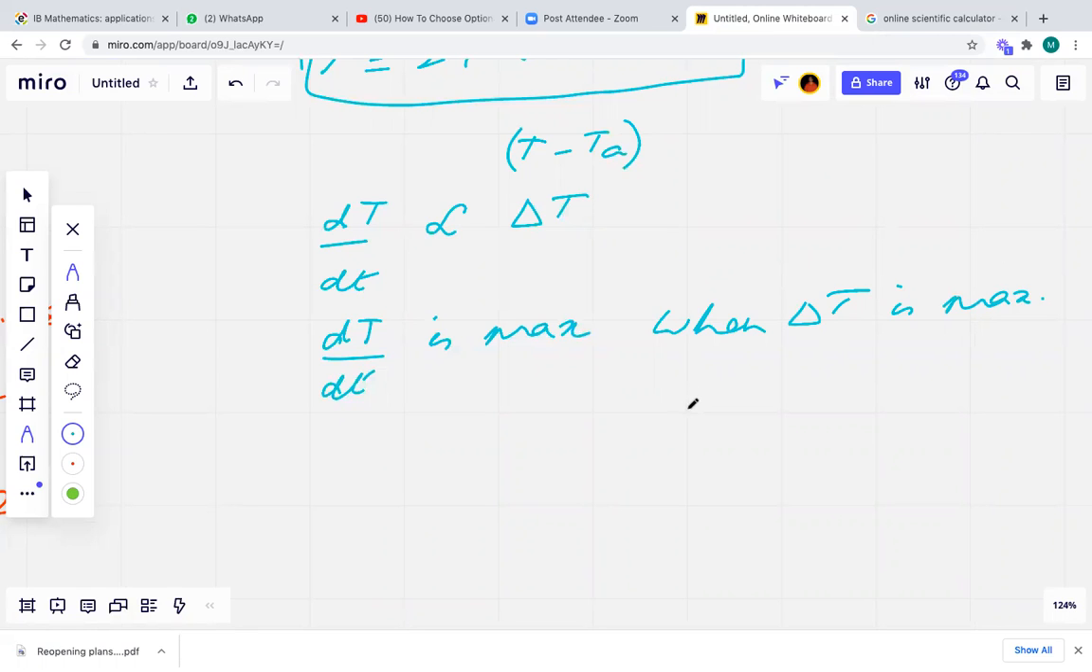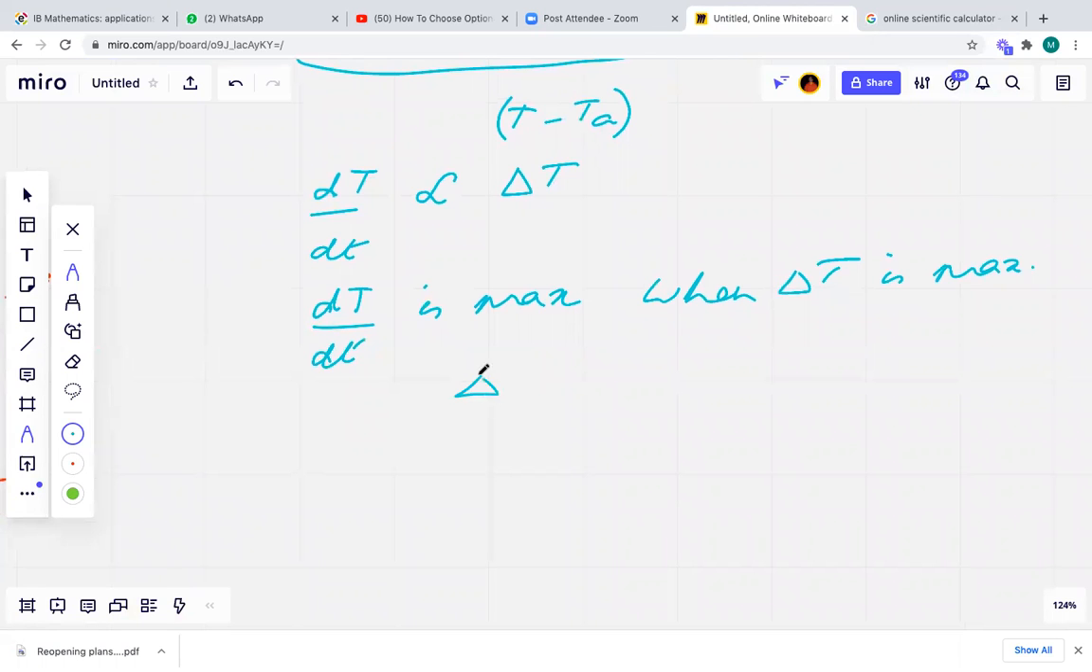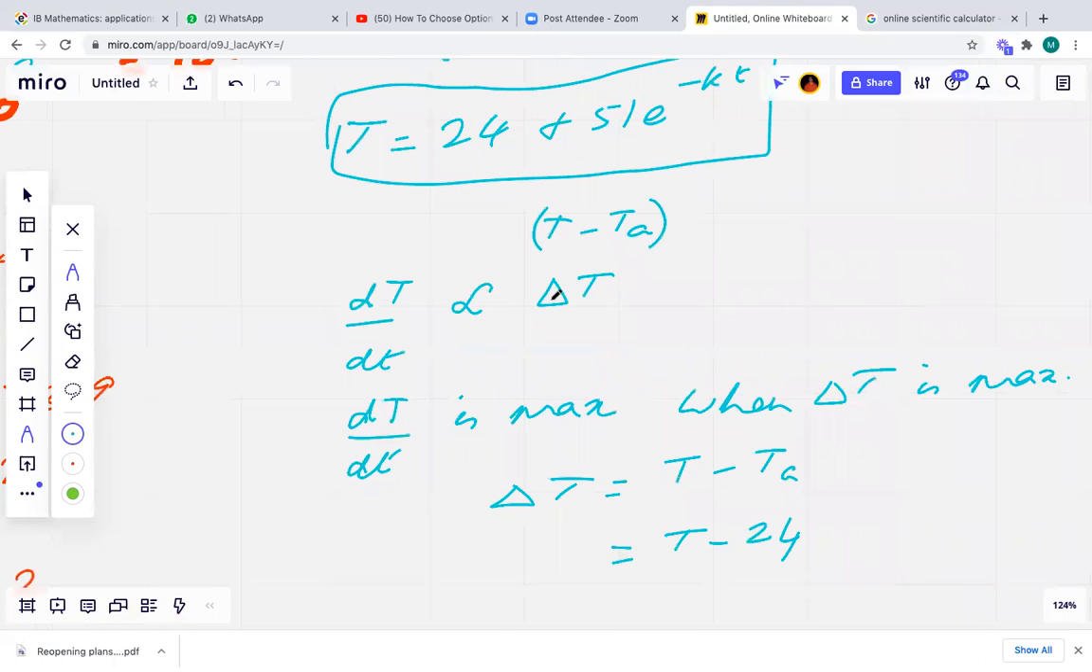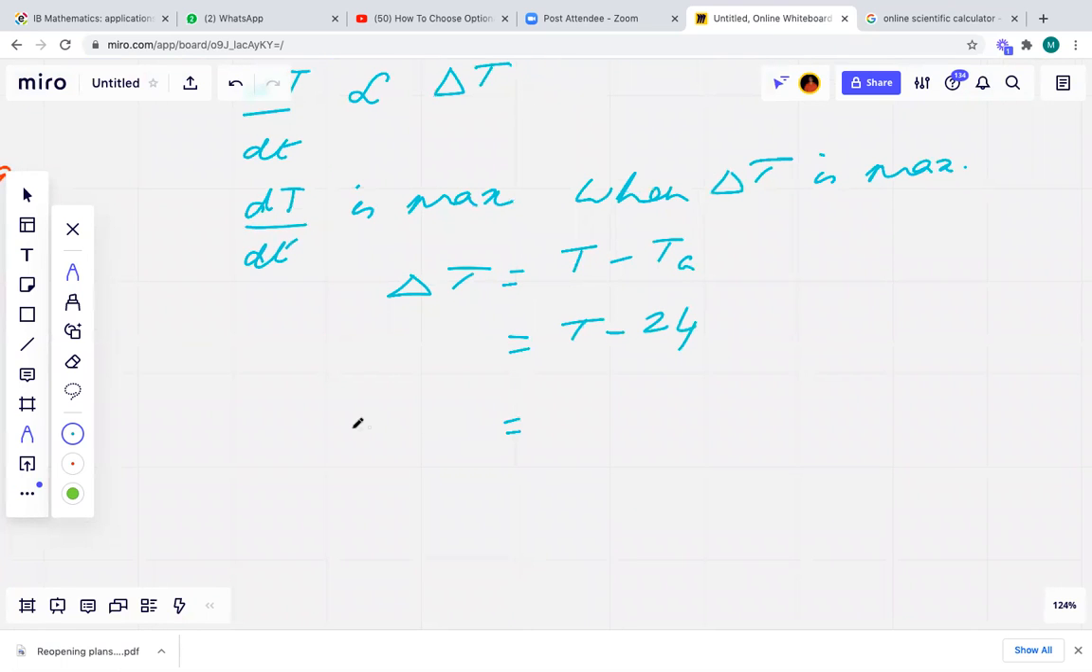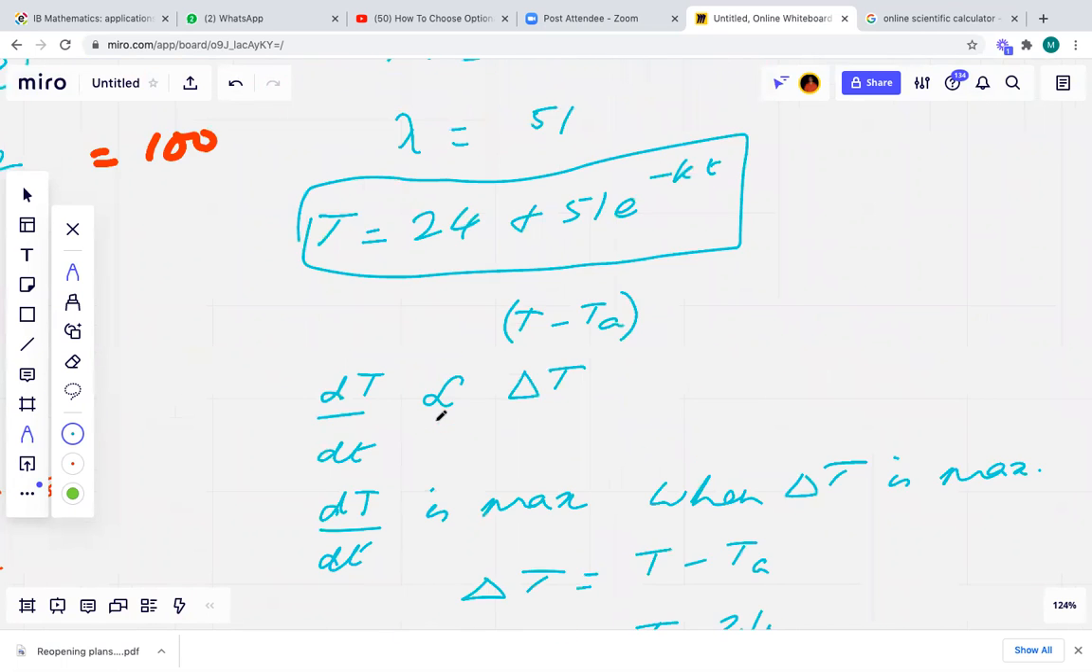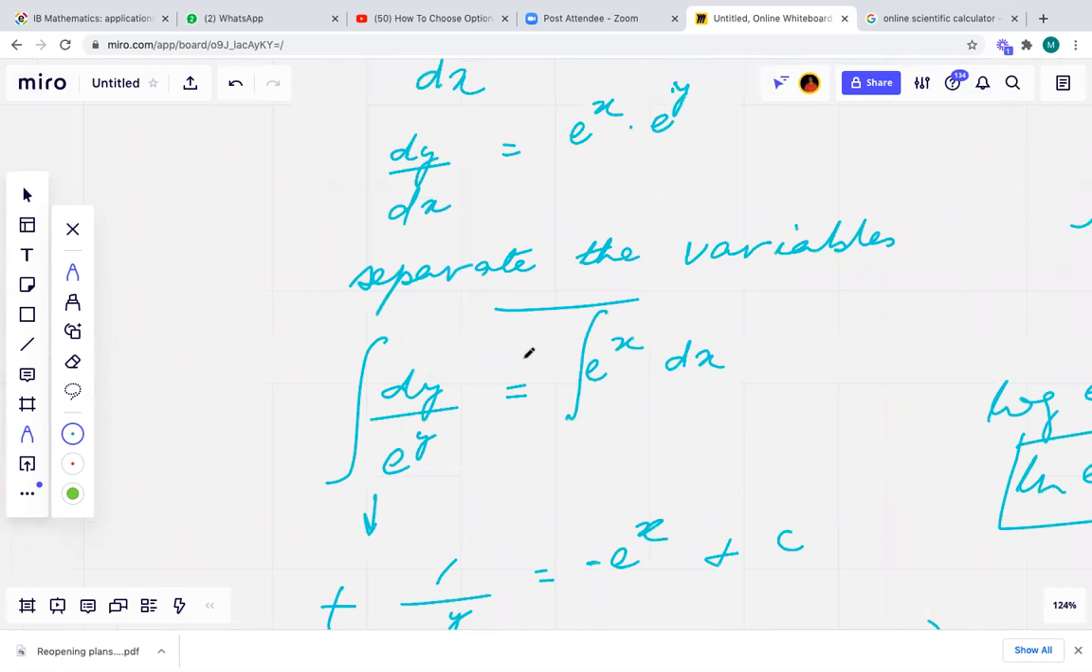Now delta T is T minus T_A, which is T minus 24. This will be maximum when T is 75 at the start. Later on it will cool, from 75 to 74, 73, 70, 60, 50. So we found the rate out, but they're saying find the time. We know the rate when it's maximum, but they're saying time. Not the time, they are saying where is it gone?